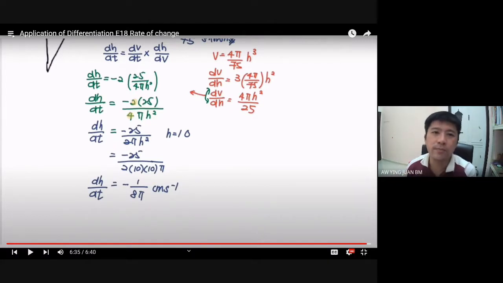Kita teruskan lagi. A ladder 5 meter long is leaning against a vertical wall. The bottom of the ladder is pulled along the ground away from the wall at a constant rate 0.4. How fast will the top of the ladder be falling at the instant when its bottom is 3 meters away from the wall? So now we have to illustrate the situation before we further our discussion.